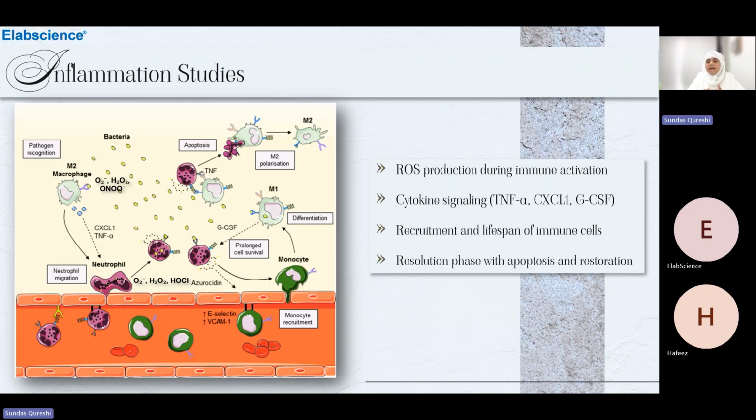Monocytes that enter the tissue differentiate into M1 macrophages, producing ROS and cytokines to sustain the response. As the inflammation resolves, M1 macrophages induce apoptosis of neutrophils and shift back toward an M2 phenotype and restore tissue homeostasis. This coordinated interplay illustrates how oxidative load together with cytokine signaling drives inflammation and can be measured using TOS and TAS to understand the redox balance in the research models.